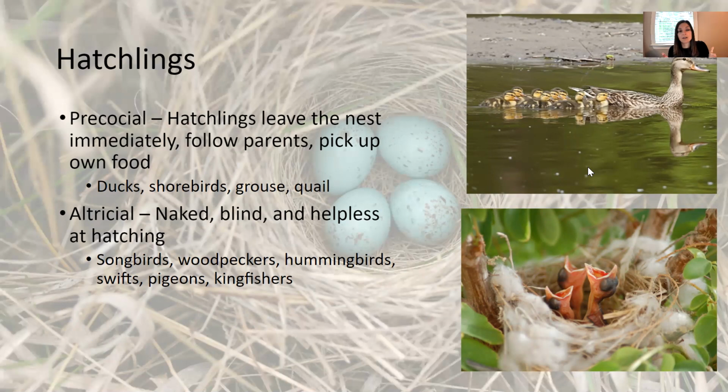To have hatchlings exposed and not able to fend for themselves in these areas would leave them much more susceptible to predators. Altricial hatchlings, on the other end of the spectrum, are born blind, naked, helpless at hatching. Examples here are songbirds, woodpeckers, hummingbirds, swifts, pigeons, kingfishers. Everybody has seen at least pictures of little hatchlings like this, so pathetically helpless, no feathers. Their eyes aren't even open. All they can do really is open their mouth and say, feed me. So they need lots and lots of care.